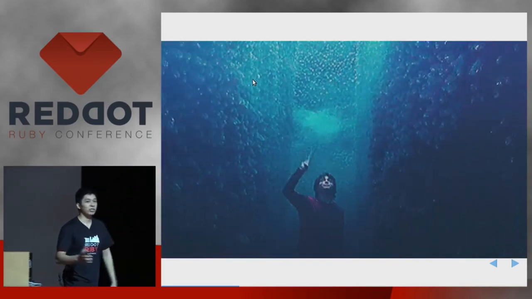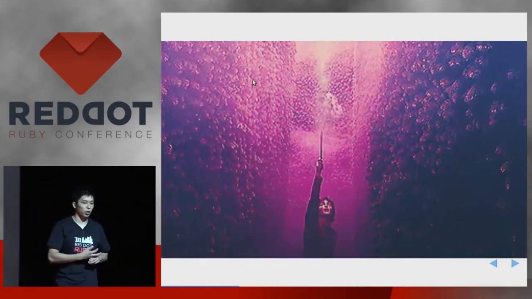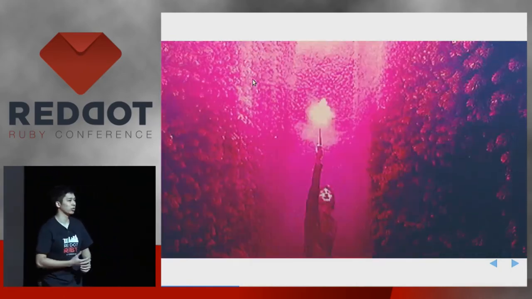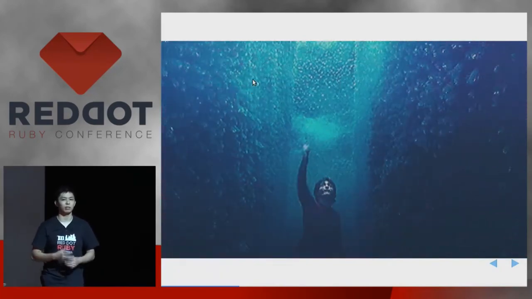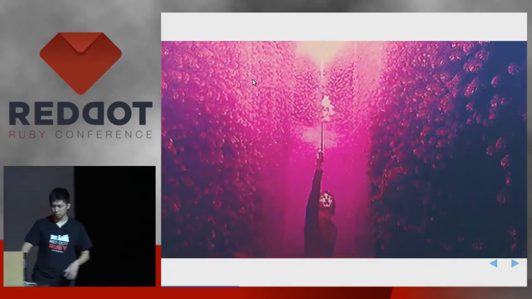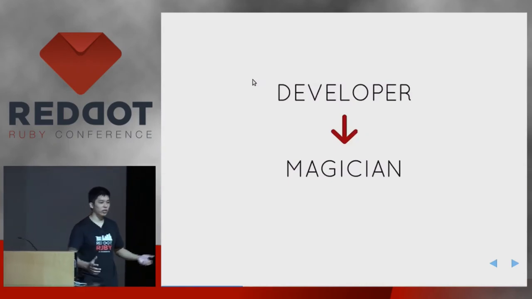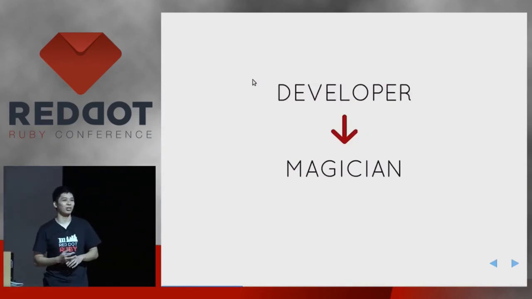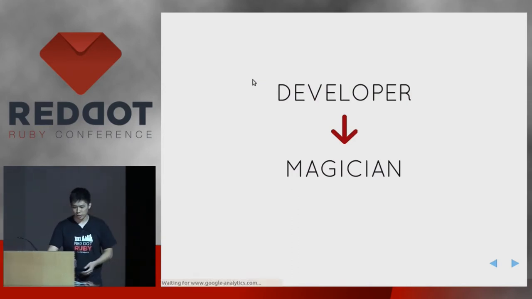So when I first started contributing to Rails, or when I first started programming, I read a lot of articles saying Rails is magic. It's this black box which you don't understand. So I was faced with a situation where I was like, oh no, I have to become a magician just to be able to contribute to Rails.